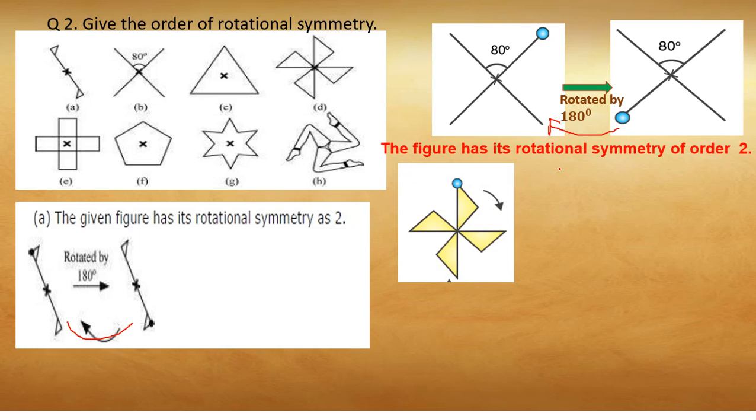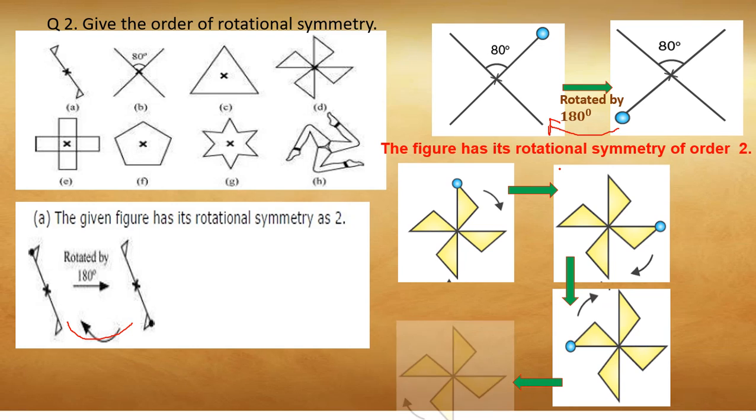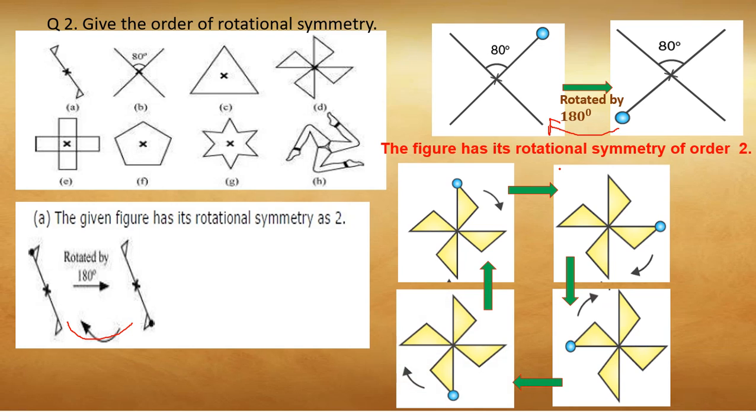Consider as we have in the previous example also. When it turns by a 90-degree angle, it will look the same as it was. So it reaches its previous position by turning 4 times, with 90 degrees being the angle of rotation. So in this figure we can say the order of rotational symmetry is 4.